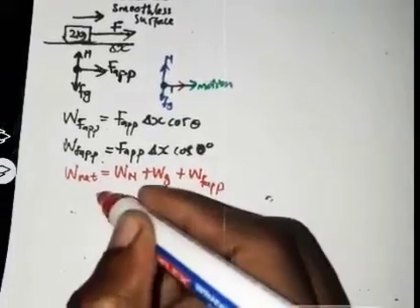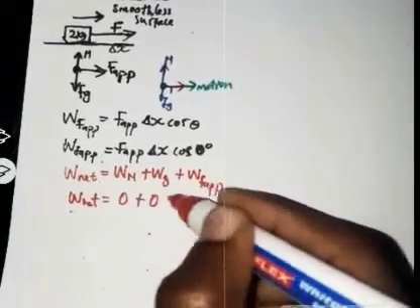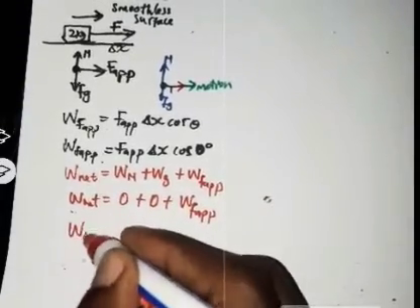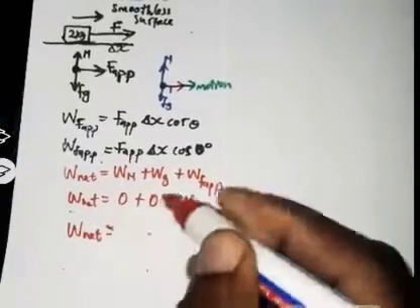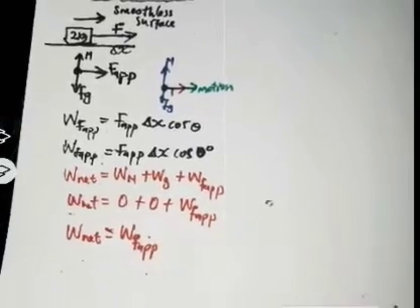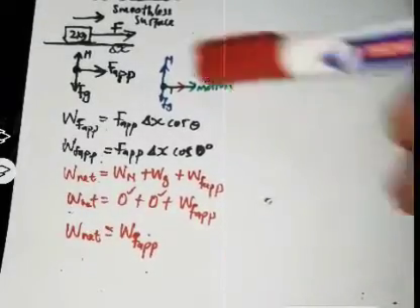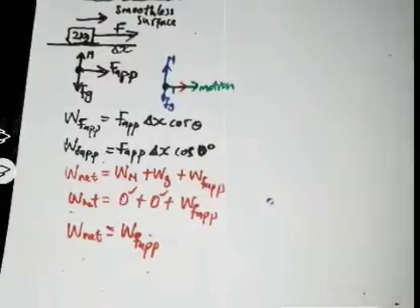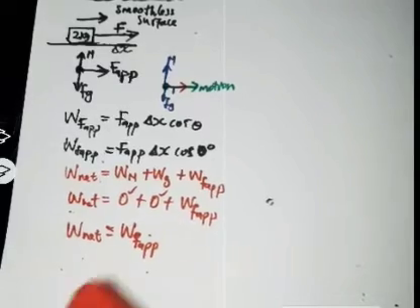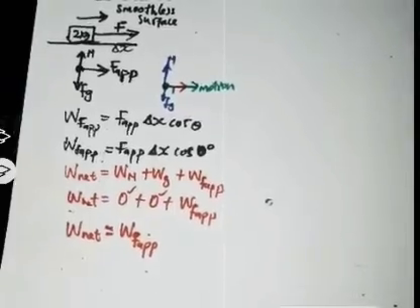But we agreed these are 0, so it's 0 plus 0 plus work done by the force applied. So the net work done on this object is the same as the work done by the force applied. As long as the object is on a horizontal surface, the work done by the normal force is 0.